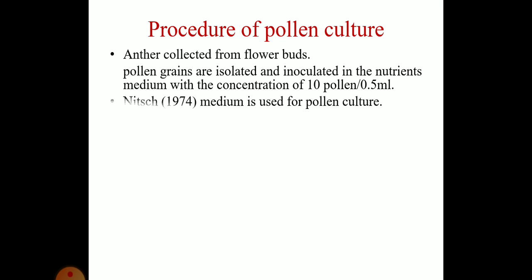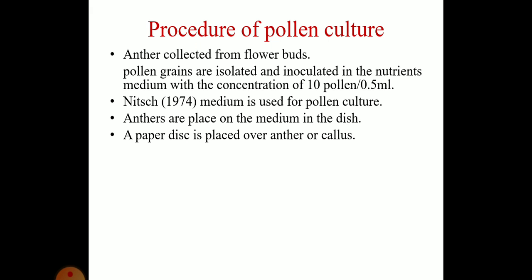Then the procedure of pollen culture. First collect the flower bud, then collect the anthers. Pollen grains are isolated from the anthers and diluted with the nutrient medium to a concentration of 10 pollen grains per 0.5 ml of medium. The anthers are placed on a medium in a dish. A paper disc is placed over the anther or callus. 0.5 ml of pollen suspension is transferred to the paper disc. The petri dish is covered with the lid and incubated at 55 degrees Celsius for 4 weeks.